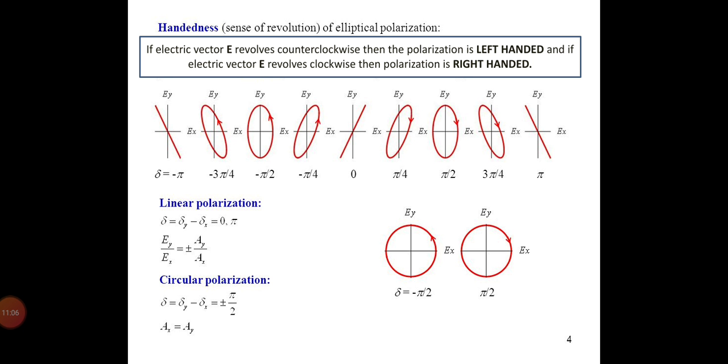Then the cases for the circular polarization: if delta is equal to pi by 2 or 3 pi by 2, then the ellipse will change into a circle. You can see here the figure for pi by 2 and minus pi by 2, which I have shown as the circular polarized light. Then for delta equal to 0 or delta equal to 2 pi, the planes of vibrations are parallel and the light is said to be plane polarized or linearly polarized in this particular case.